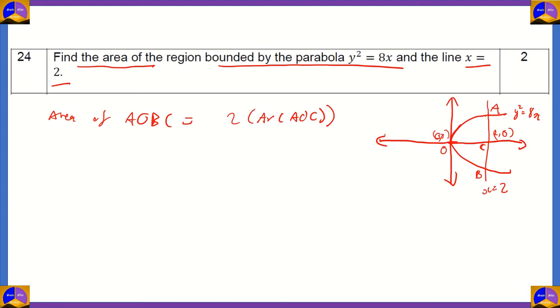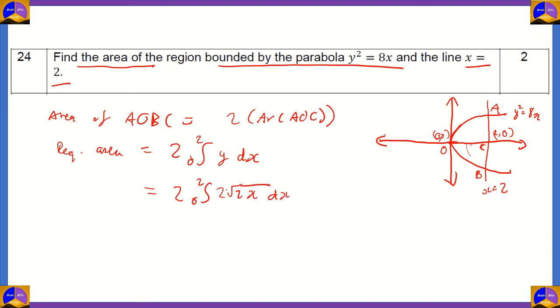As you can see here, this area is the same as that area because the curve is symmetrical. So our required area is 2 times the integral from 0 to 2 of y dx. And y as a function of x gives 2 times the integral from 0 to 2 of root 2x dx.